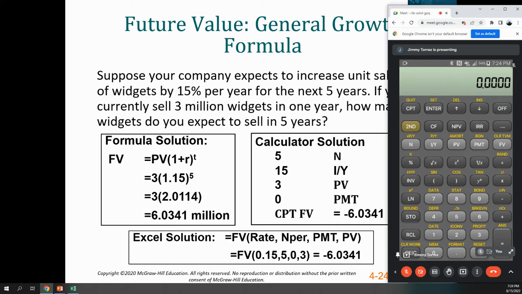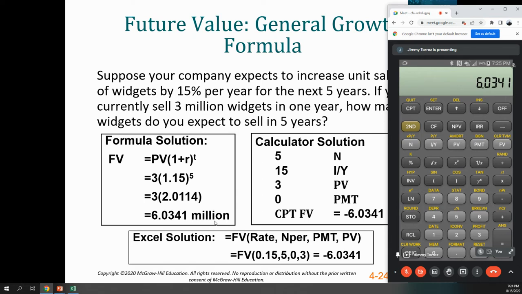So I have 1.15, I hit y to the x, to the fifth power, and that equals 2.0114. And of course, I multiply that by 3, and of course, that would be 3 million. And that would give me 6.0341 million. Okay, so that's how many widgets I expect to sell in 5 years.